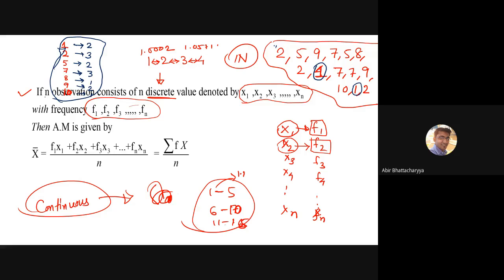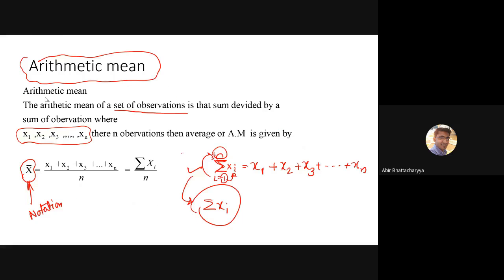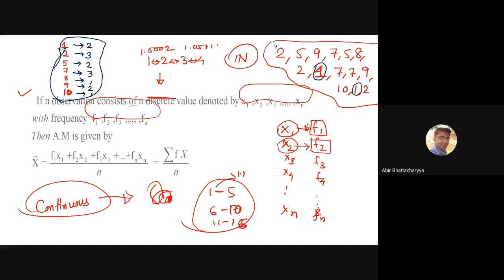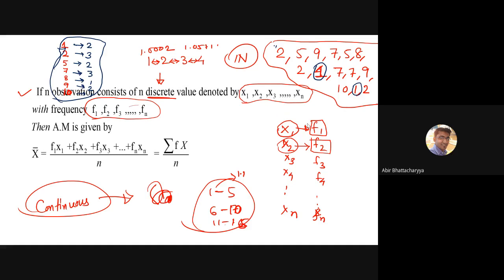Whenever a data set is given with frequency, meaning repetition, we have to consider another formula for AM. The old AM formula will not work here. This AM formula only works whenever we don't have frequency, that means non-repeating data. For non-repeating data sets, we can go for this formula. Otherwise, whenever we have repeating data sets, we have to go for the next formula.